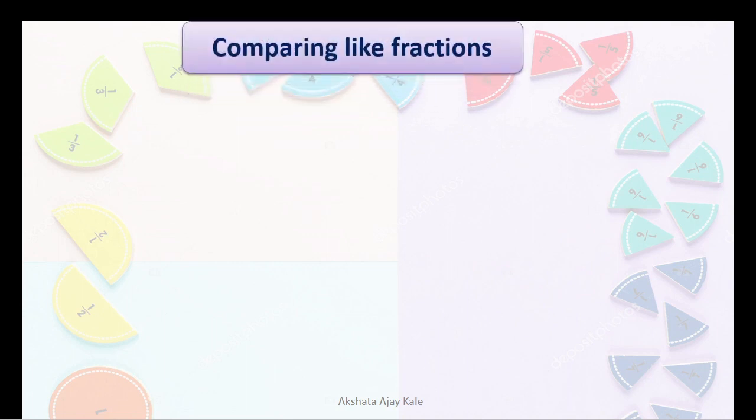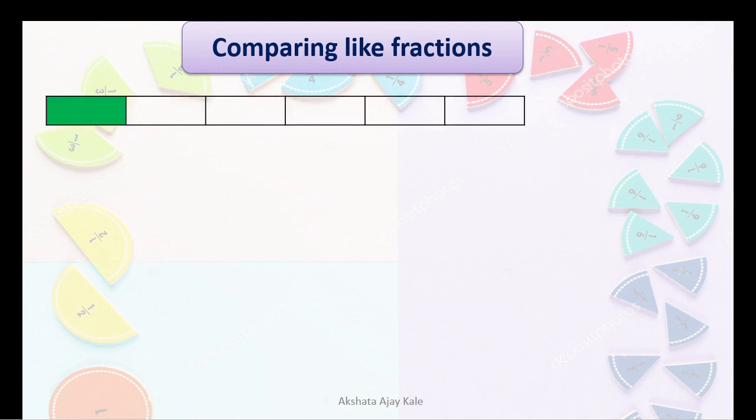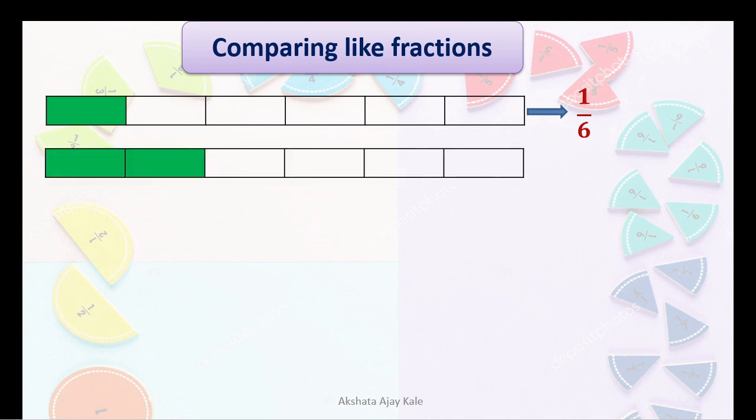Here, comparing like fractions. Like fractions means fractions with the same denominators. Okay. See here. Please observe this. How many total parts are there in this figure? 6. Isn't it? And how many shaded? 1. Right? So we will write this in fraction form, that is 1 upon 6. Correct? Next one. See here again 6 equal parts are there, but 2 parts are shaded. So 2 upon 6.